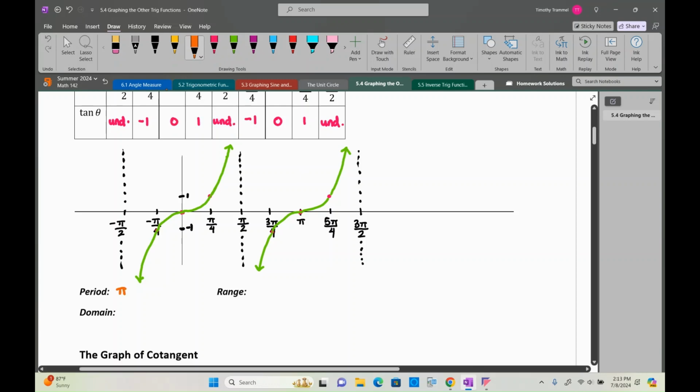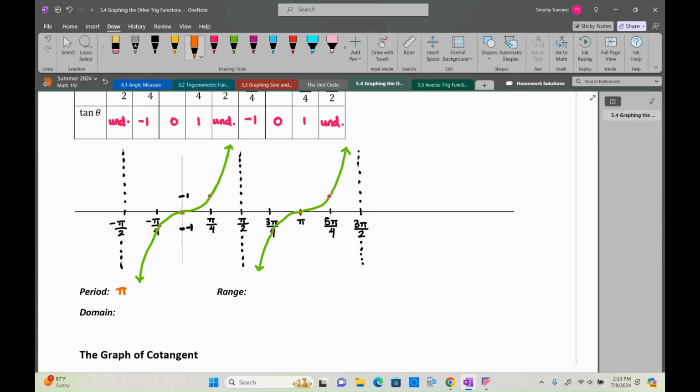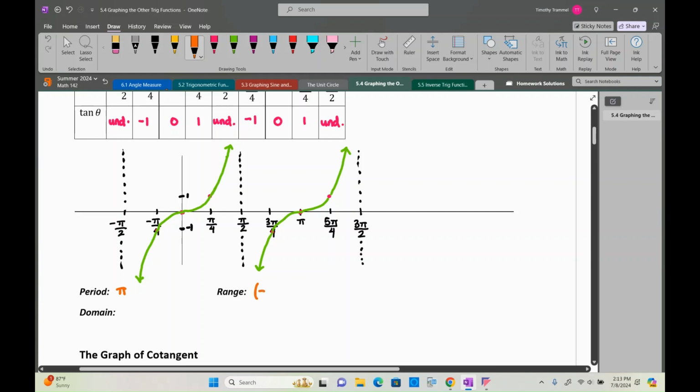Okay. The range. So the range, that's the y values that are covered here. And because of these vertical asymptotes, we can see that it goes all the way up to positive infinity, all the way down to minus infinity. So our range is all real numbers, or in interval notation, minus infinity to infinity.